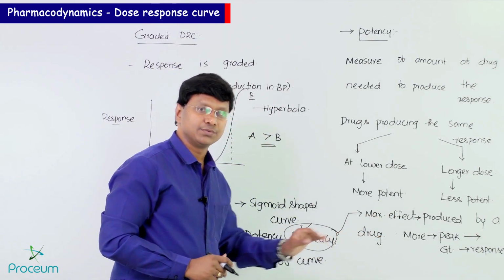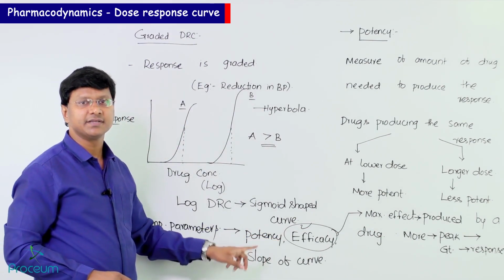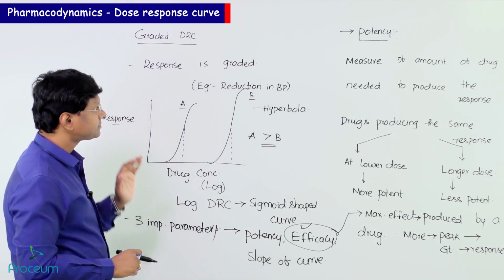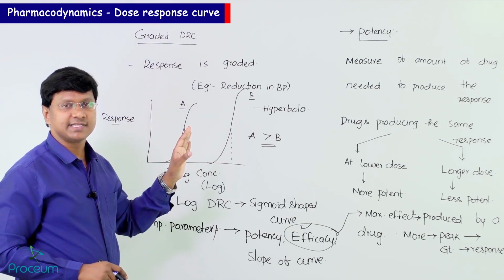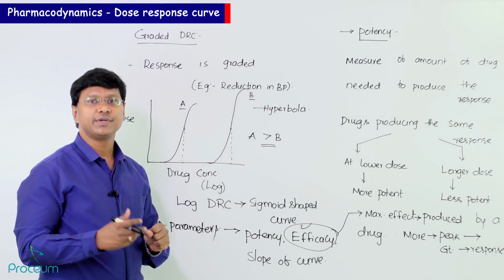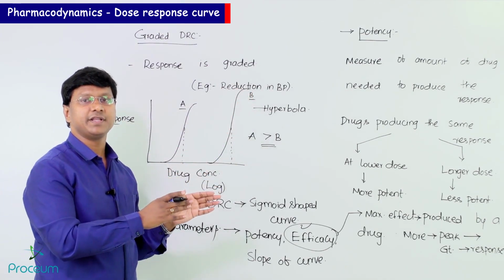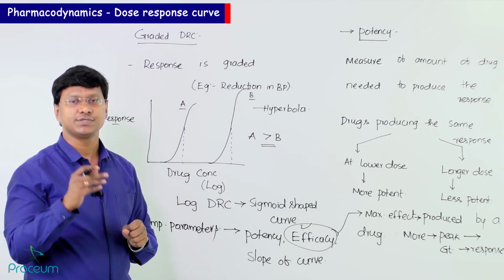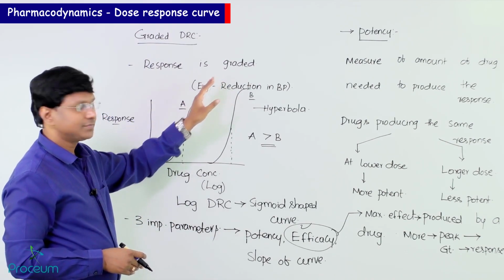Is that clear? Now, after having discussed potency and efficacy, let me discuss the third parameter, that is slope. Before going into further discussion, let me shortly revise here. If you take the graded dose response curve, what it tells is that the response is graded. For example, take the antihypertensive drugs. A group of antihypertensives will cause maximum reduction in the blood pressure, while the other group of antihypertensives cause minimal reduction in the blood pressure. So the response is graded.